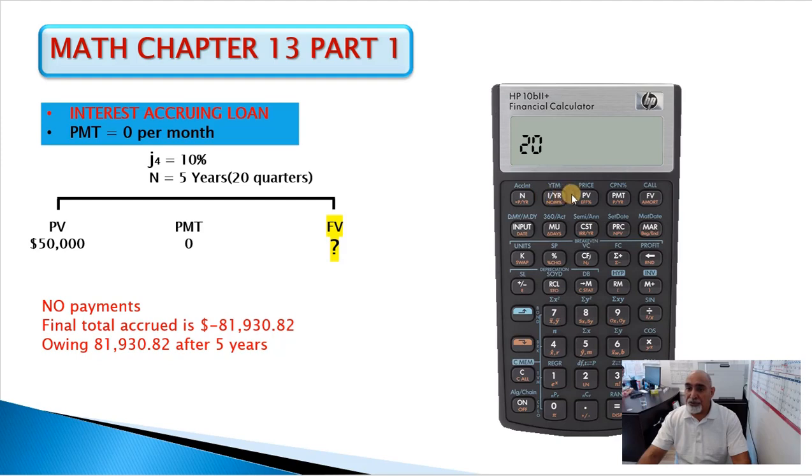Interest rate's been dealt with. PV is 50,000. And payment is 0. We're not giving them any money. It's not illegal. It's called an interest accruing loan. Okay, 81,000 is what we owe them after 5 years.